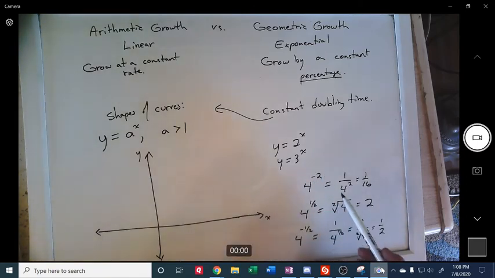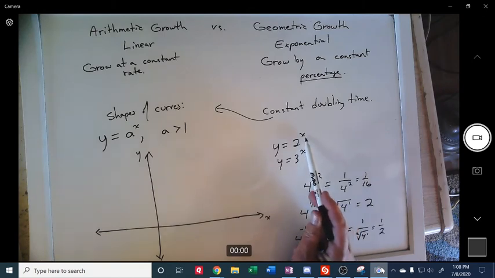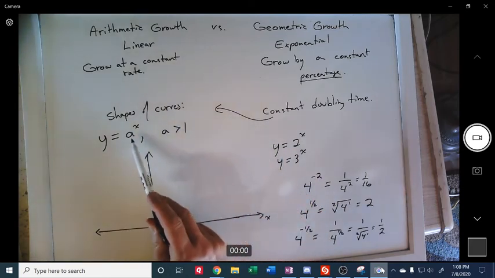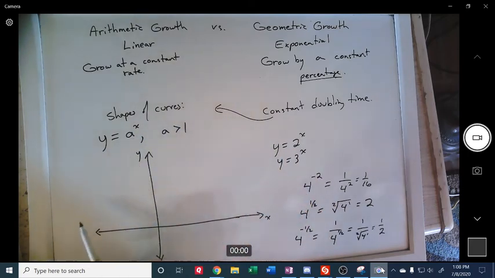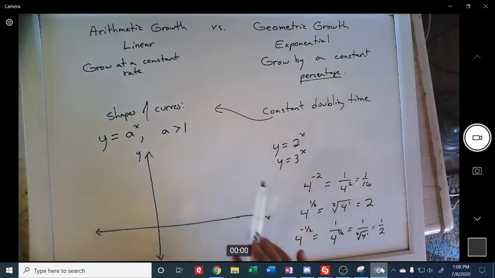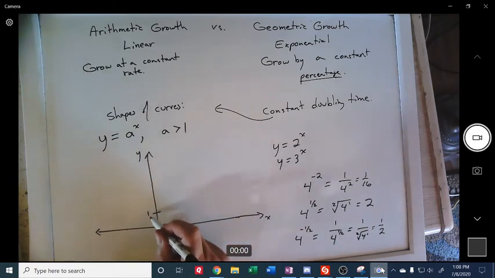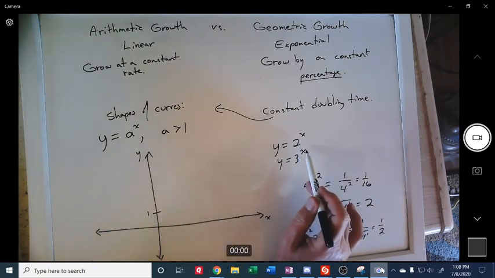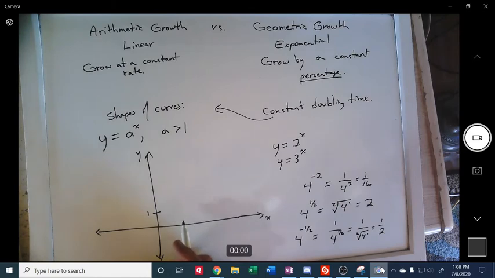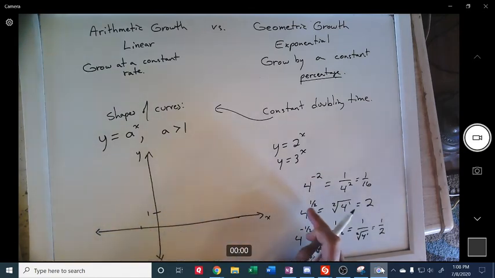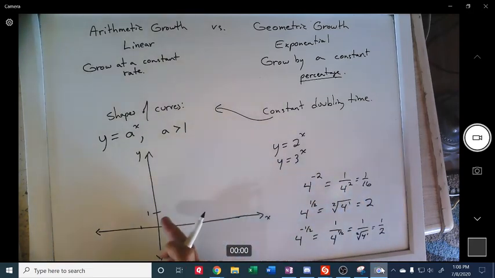Alright, so when you raise to positive powers or negative powers, you're going to get a positive result. All of these graphs, no matter what the a is, if it's just y equals a to the x, they're all going to go through the same point at 1, because anything to the 0 power is 1. When you go to the left, they will get smaller because you'll be raising them to negative exponents. When you go to the right, they'll get larger very quickly.